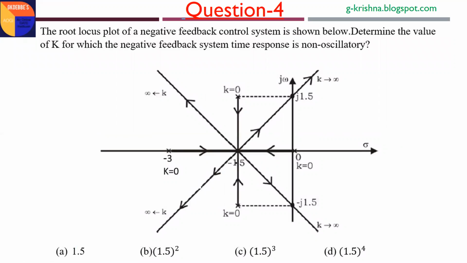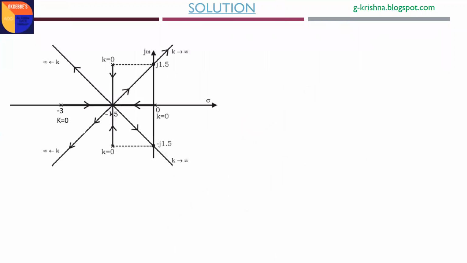The root locus plot of a negative feedback control system is shown below. Determine the value of K for which the negative feedback system time response is non-oscillatory. Okay, let us see the diagram and options. Let us go to the solution.